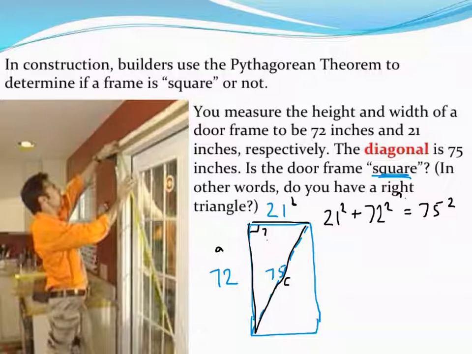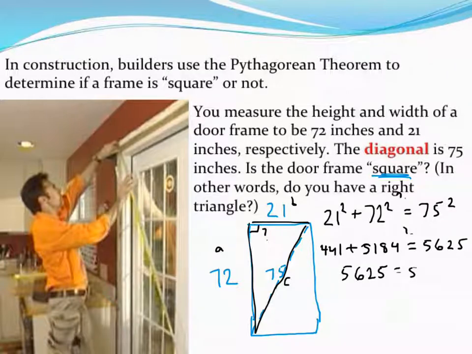21 squared, if you want to work that out, is 441. 72 squared gets me 5184. And again, I'll put an equal sign with a question mark because I don't know if this is going to work out. That's what I'm testing. And 75 squared gets me 5625. Doing some simple addition, these are going to add up to 5625 on the left and 5625 on the right.